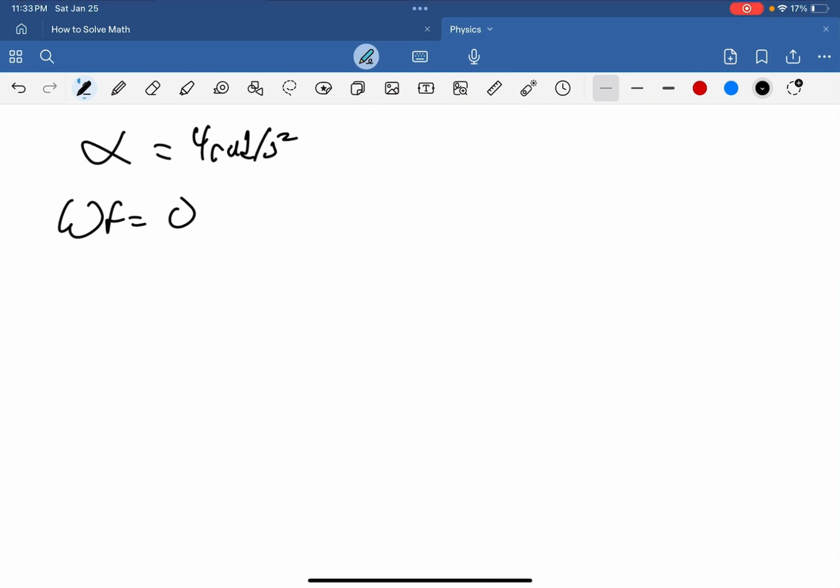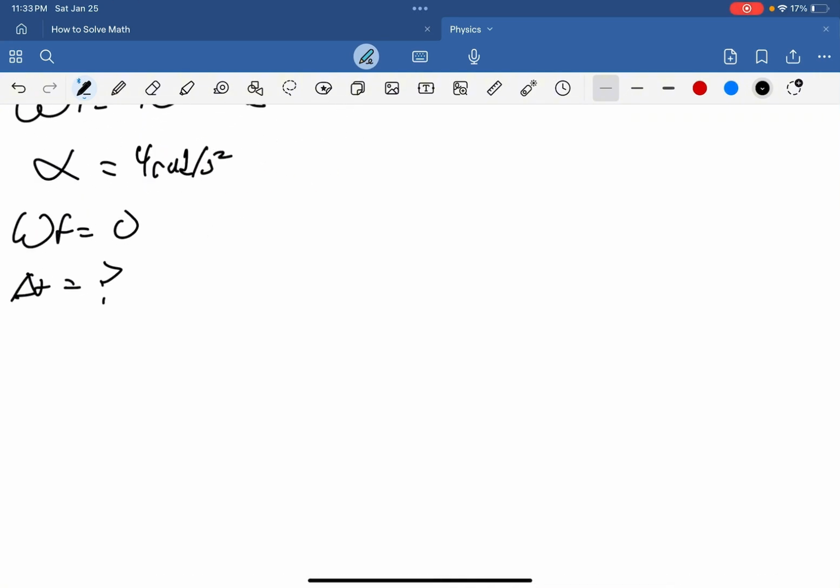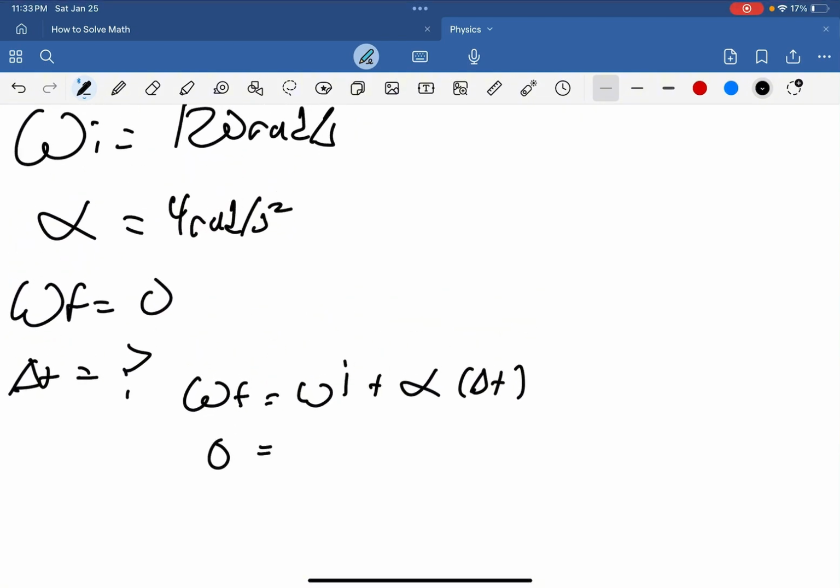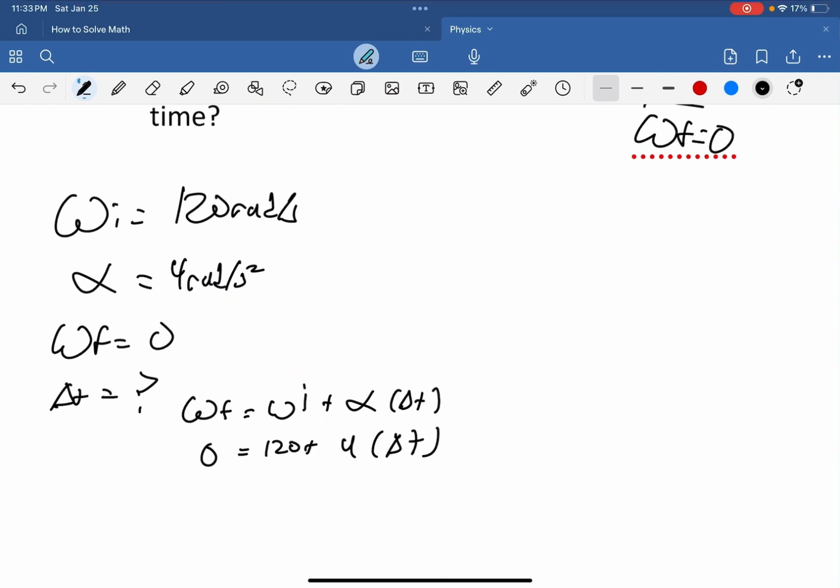How much time does the disk take? Okay, we were looking for time. This one should be basic knowledge by now. Omega F, not squared, is equal to omega I plus alpha times change in time. So omega F is equal to 0. We said omega I is equal to 120 plus 4 times change in time. Oh, and also negative 4.